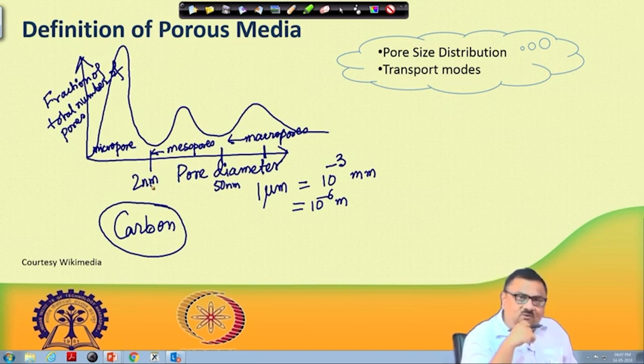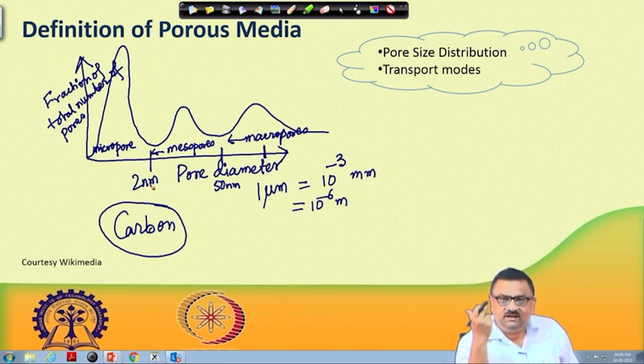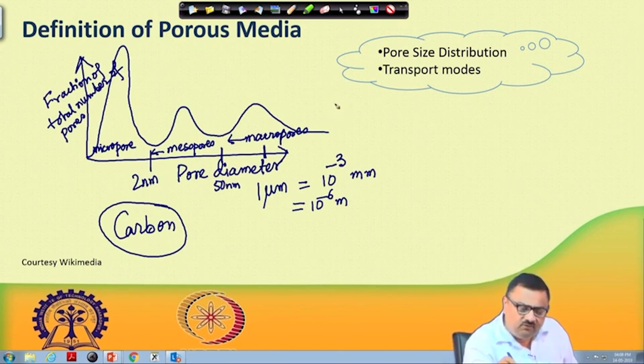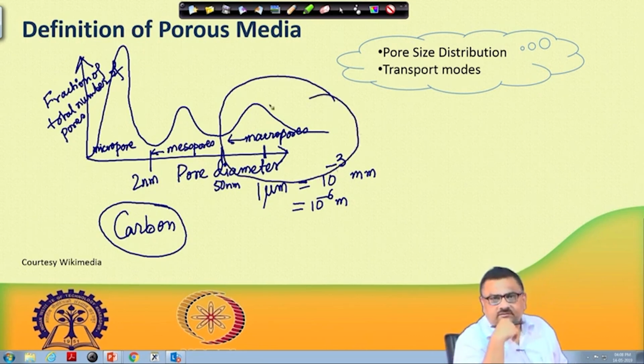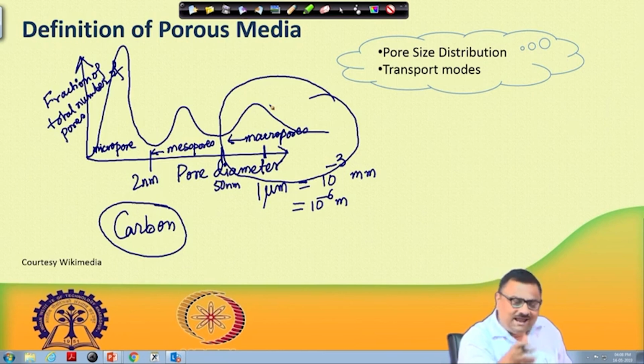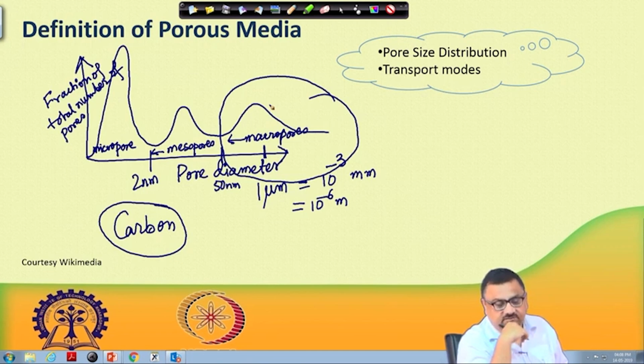Now, when it comes to flow through macropores, when we are talking about Darcy's law and V superficial as minus K by mu del P del X, all these are primarily meant for this part. So, here you will find these to be more applicable. Whereas, as you go down, as the pore size decreases, you will find that there would be some other mechanisms governing the transport process. What are those?